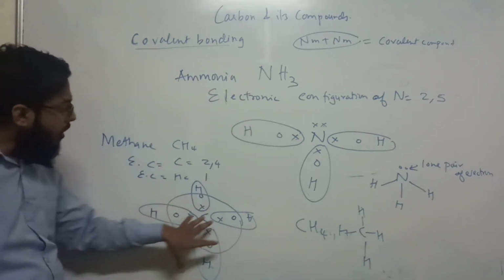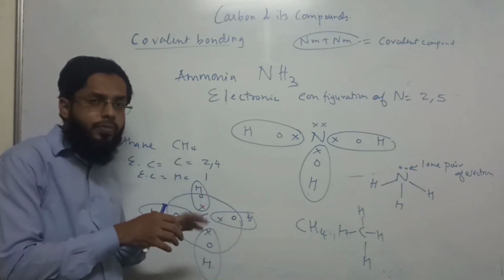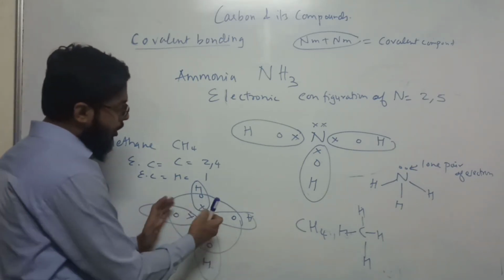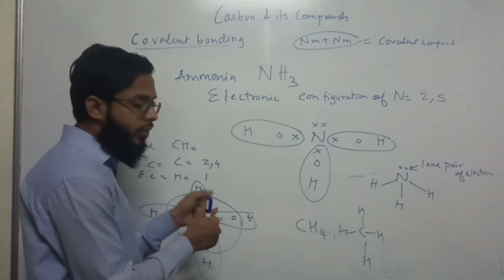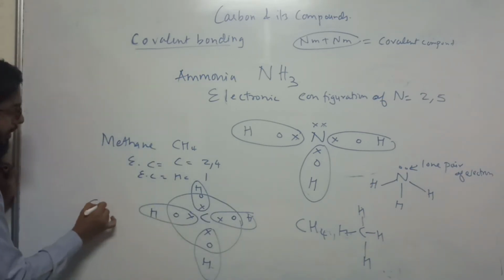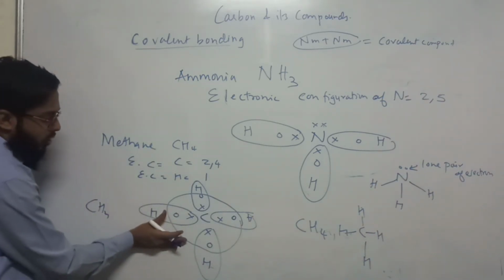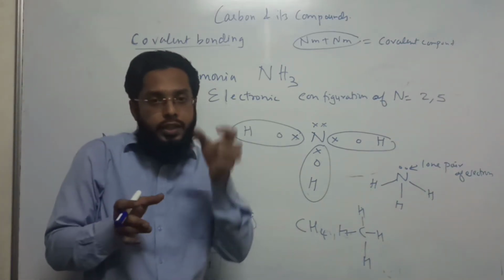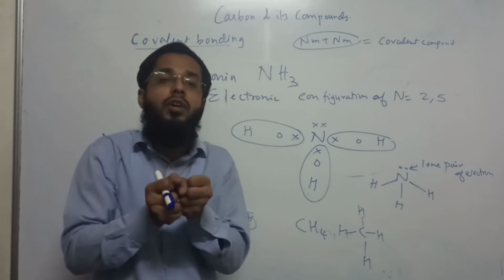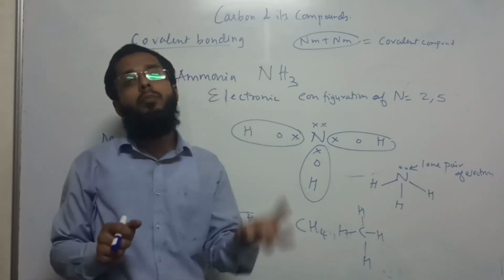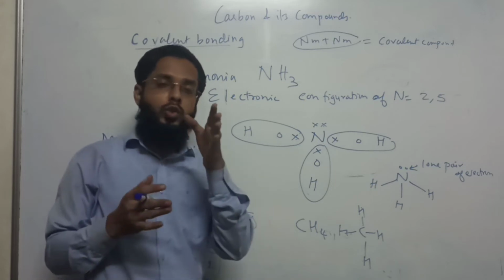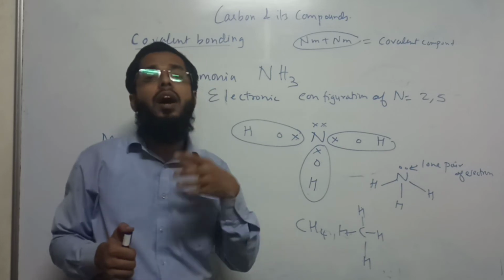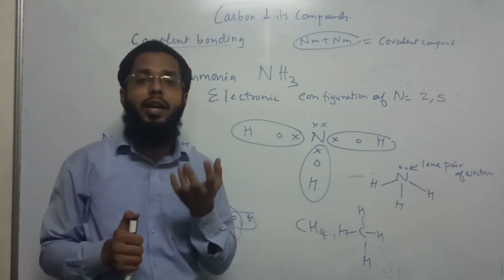But these bonds are strong. This covalent bond is strong, but the intermolecular force is weak. Which means what? Due to this sharing of electrons they are close. But if there is another methane molecule, one methane molecule and a second methane molecule, the interaction between them, the intermolecular force, is very weak. That's why the boiling point and melting point are low. So methane, or any covalent compound, has very weak intermolecular forces. That's why they have low melting point and low boiling point.